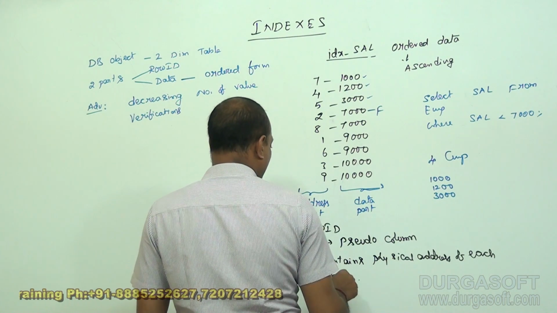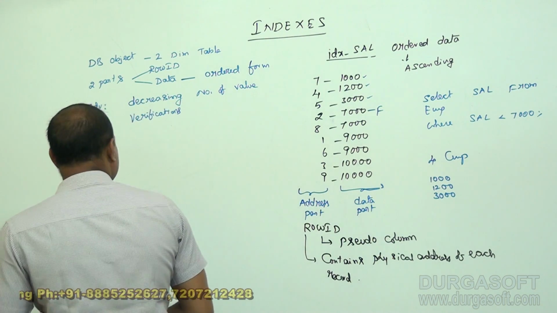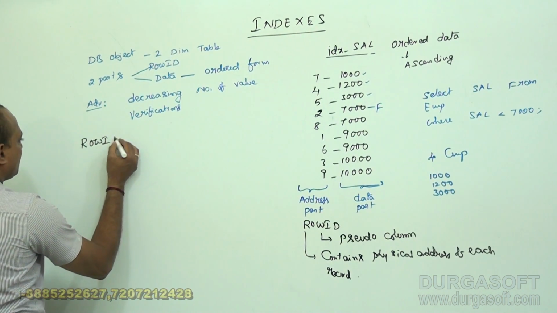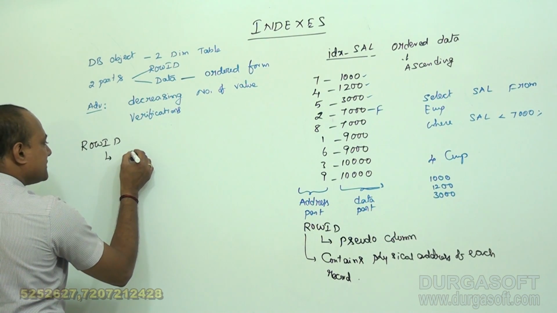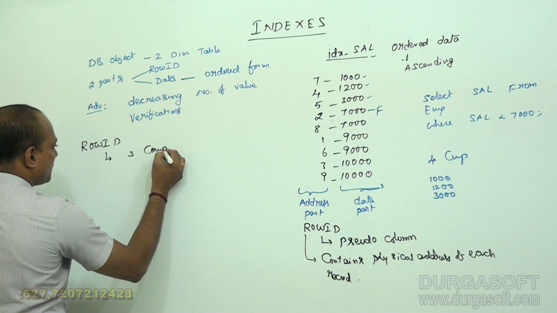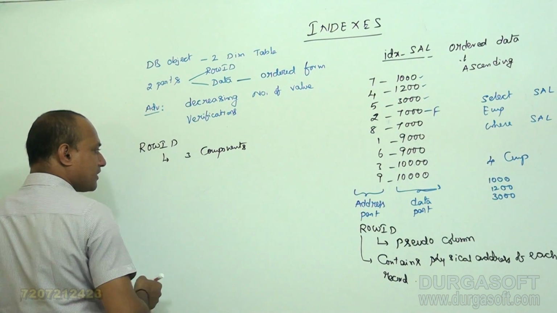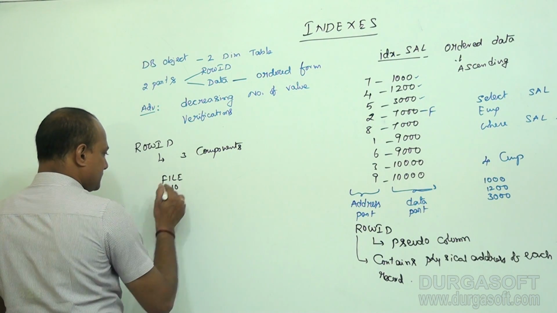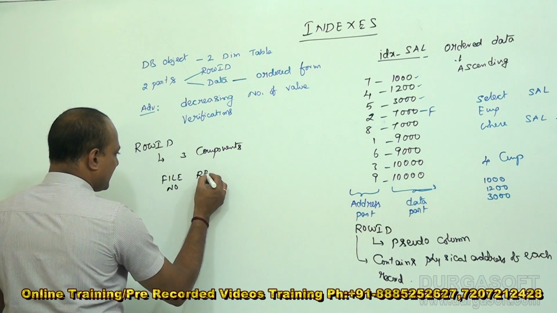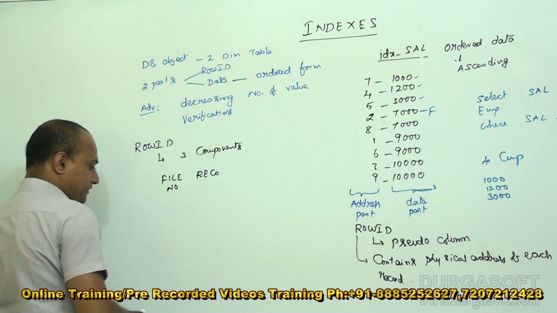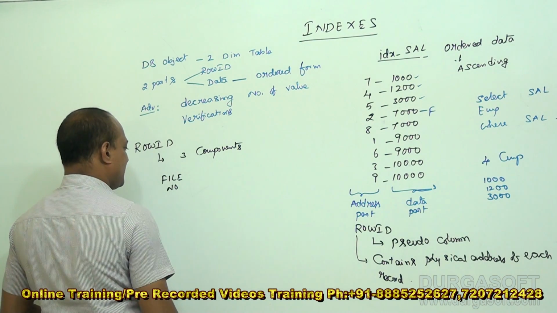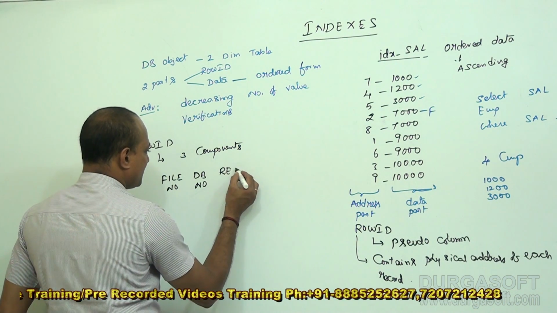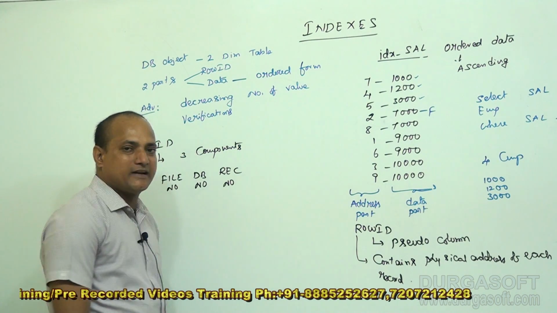Now let me explain what is row ID. Row ID is the address of each record. Row ID is a combination of three components. What are they? File number, which is also called table number, then data block number, and next one is record number.